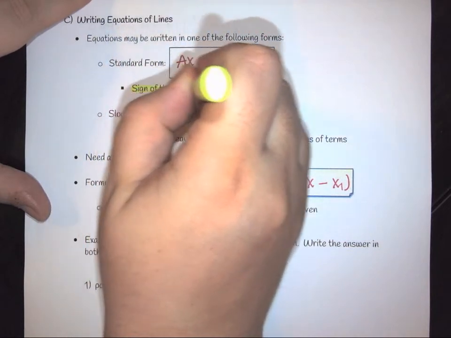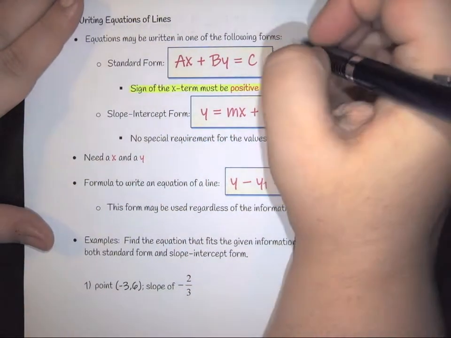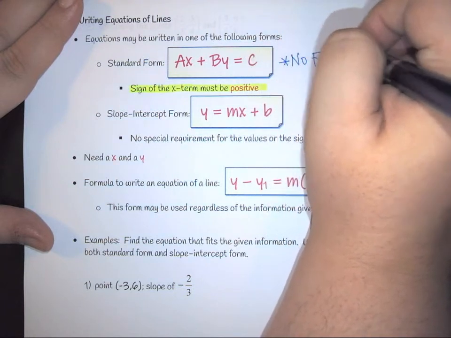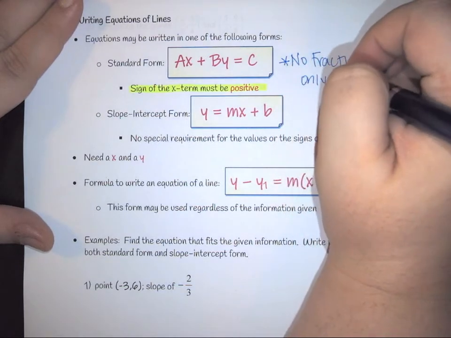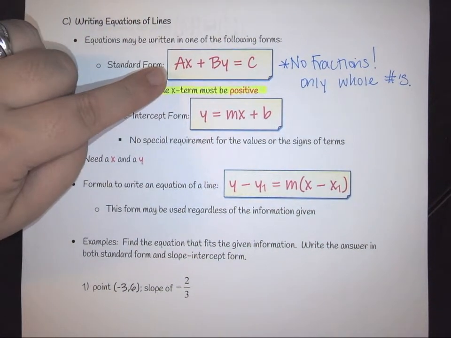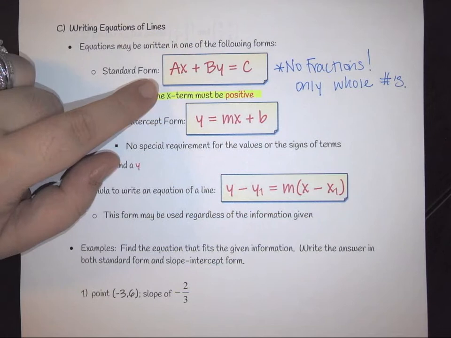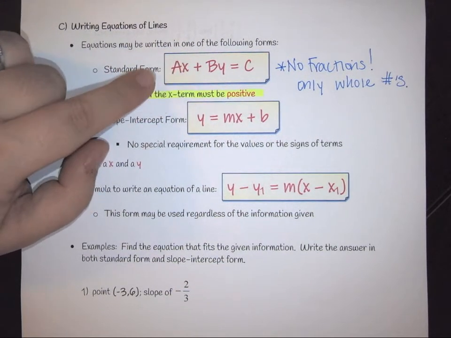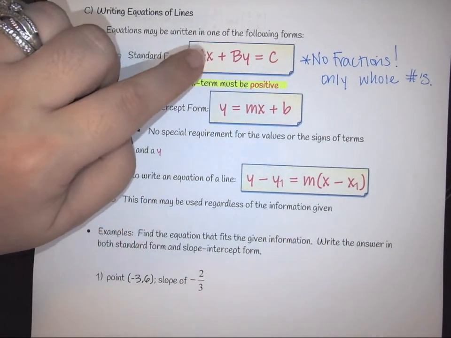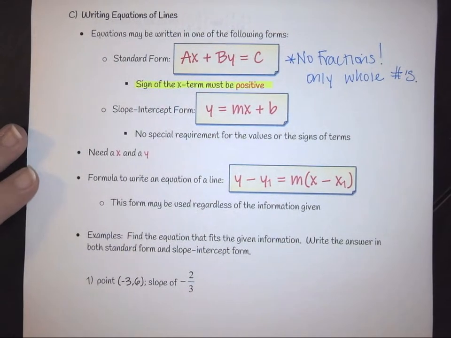First and foremost, the sign of your x term must be positive. The second important piece to remember when talking about standard form is no fractions. Only whole numbers. So when you are creating your equation, if you happen to have fractions in your equation, then you're going to need to get rid of them before you can call it standard form. To get rid of a fraction simply means to multiply the entire equation that you see by whatever that denominator is. Okay, so the x term, so this a value here, must be positive and no fractions.